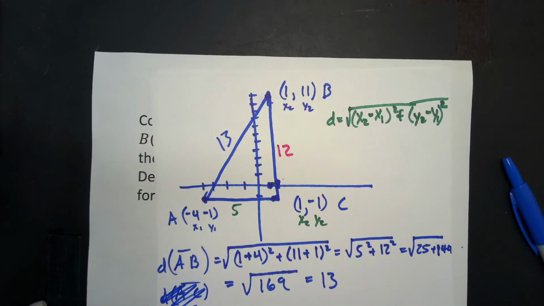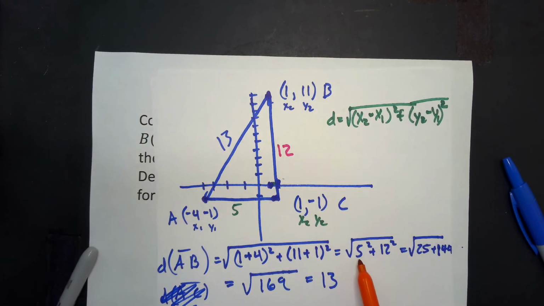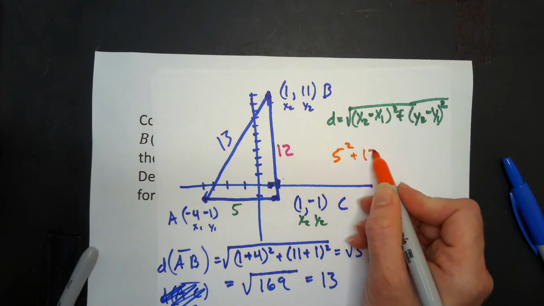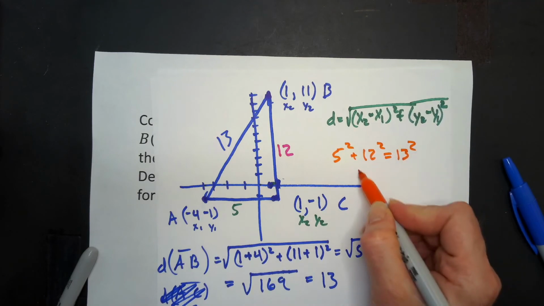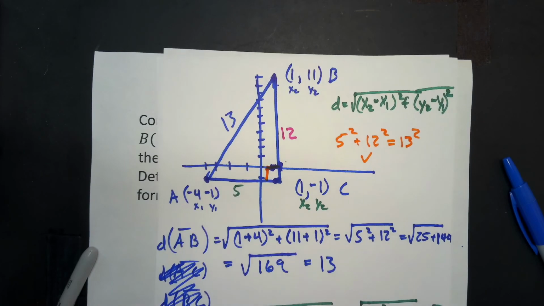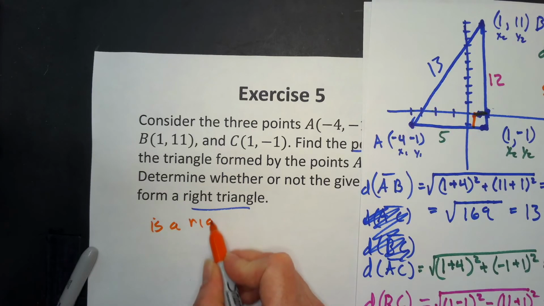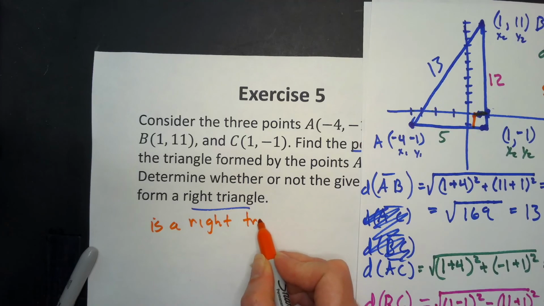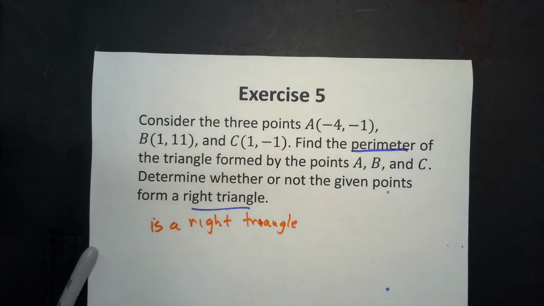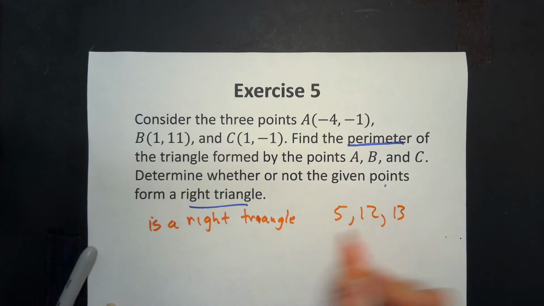And so now, does it satisfy the Pythagorean theorem? Well, we can see that it does because we've actually checked it right here. 5 squared plus 12 squared equals 13 squared. So that checks out. It's a right triangle. Here's your angle right here. And its perimeter, if it wants us to add those together, we had sides 5, 12, and 13.